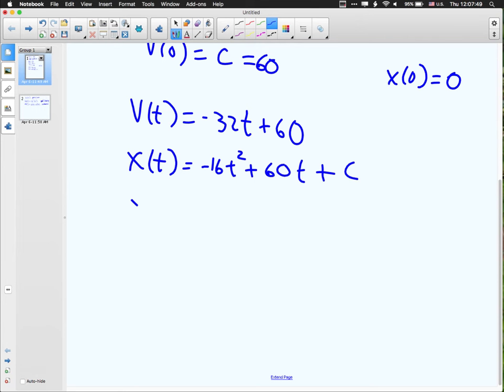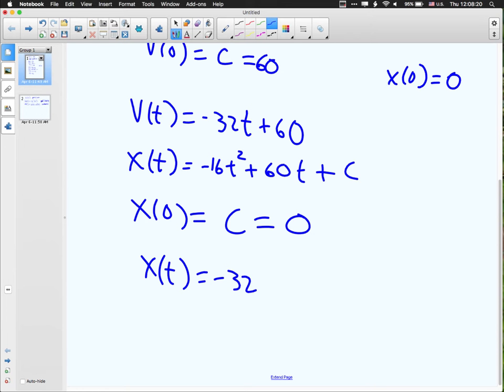Okay, so x of 0, if I plug in 0 for t, what do I get? C. And what do we know that x of 0 is? 0. Okay, so c is apparently 0. Well, it's a second c. The first c was 60. If you want to call the second one a different constant, you may do that. But I've got an equation now for position. It's negative 16t squared plus 60t.